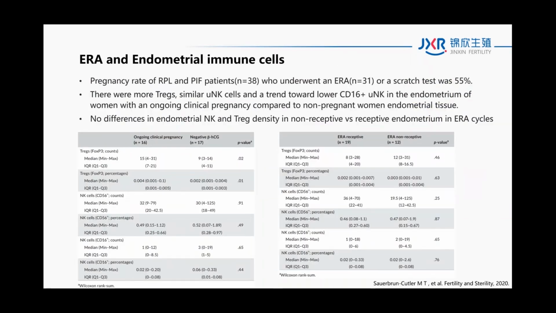Recently, we also found another paper of ERA combined with endometrial immune assessment. Its conclusion is that the pregnancy rate of recurrent loss and RIF patients who underwent an ERA or scratch test was 55%. There were more Tregs, similar uNK cells, and a trend toward normal CD16 uNK in the endometrium of women with an ongoing clinical pregnancy compared to non-pregnant women. No statistically significant difference between ERA non-receptive and ERA-receptive endometrium in the endometrial NK and Treg density.